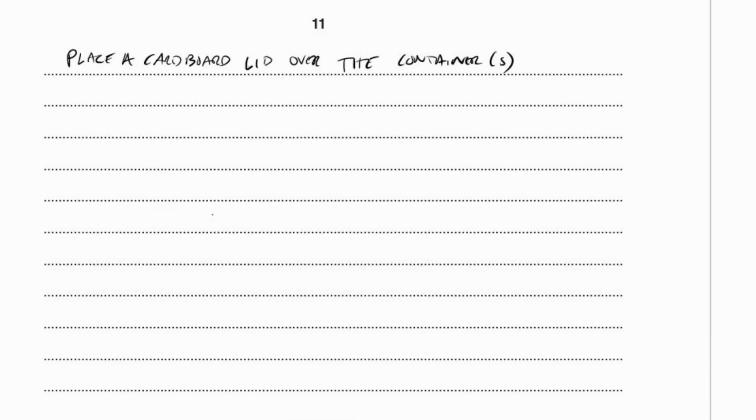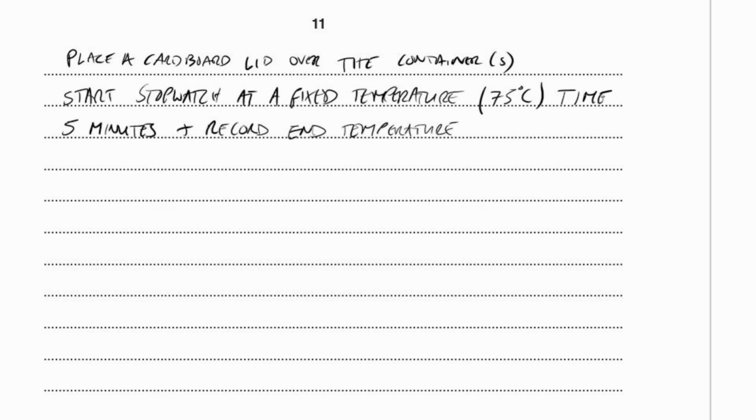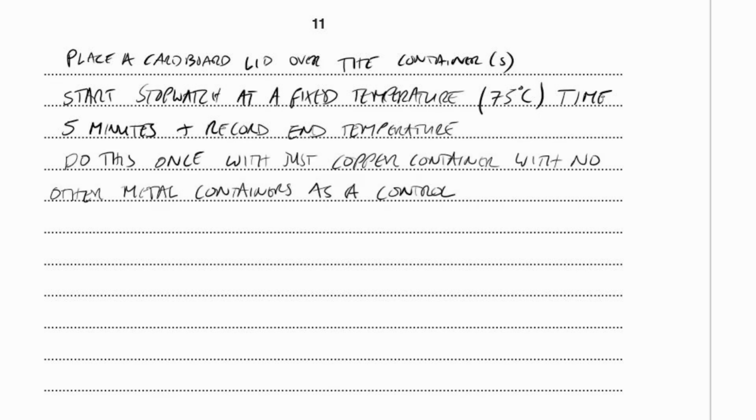Now you want to place a cardboard lid over the containers. Initially, of course, for the one that you do as a test, it'll just be the copper container, but after that it'll be the copper container and the one that's surrounding it. And what you do is you start the stopwatch once the temperature is a fixed temperature, say 75 degrees Celsius, and you time it for 5 minutes and you record the end temperature. Now you should do this once when it's just the copper container with no other metal containers, and use that as a control.